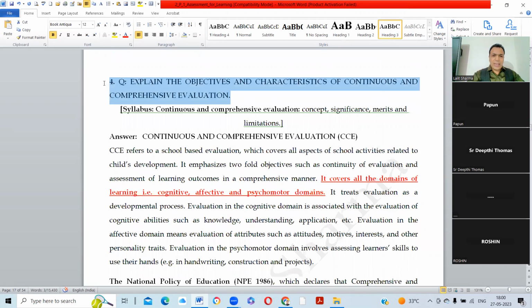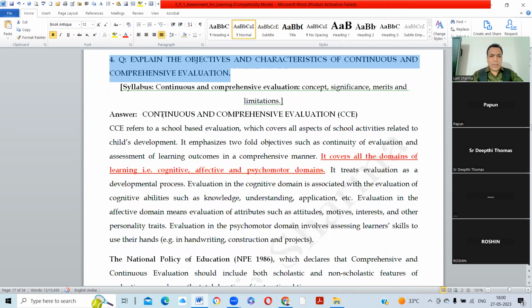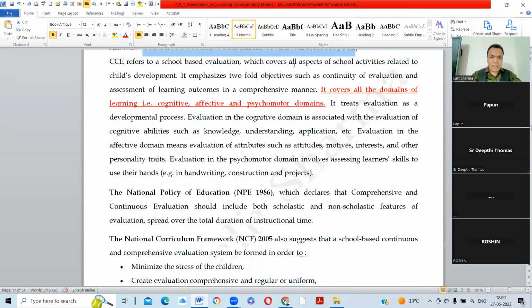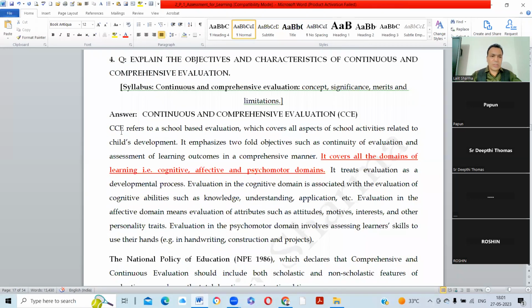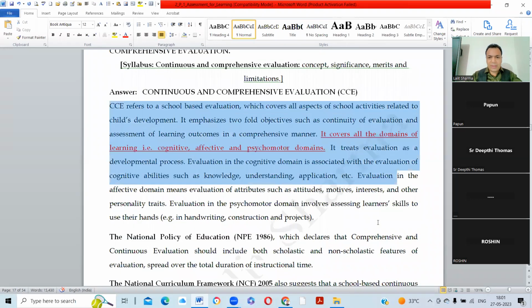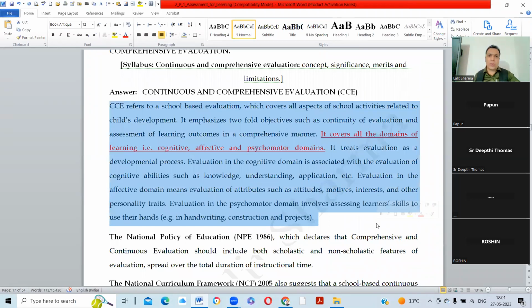Next, this question: explain the objective and characteristics of continuous and comprehensive evaluation. It was in Unit 3, our CCE, continuous and comprehensive evaluation, right? So guys, here there are two words, continuous and comprehensive evaluation. Okay, you have to understand it, and what are the benefits, meaning, significance, merits. So these all things you have to do. So under this heading, I have explained everything in the notes, in simple notes. Okay.